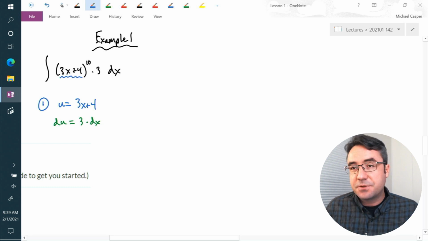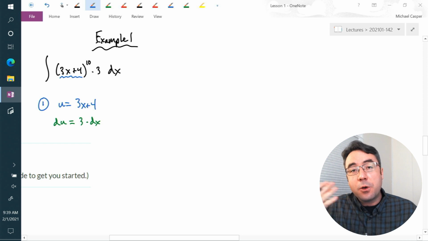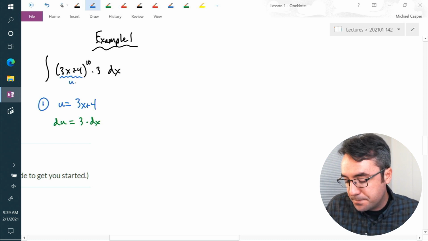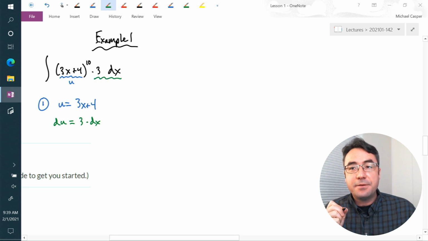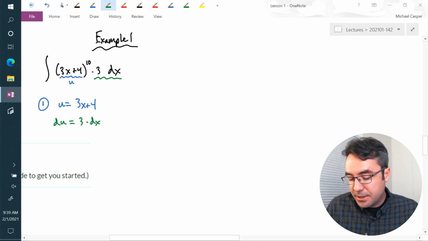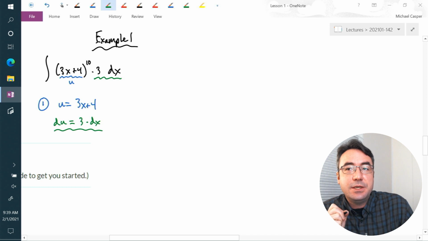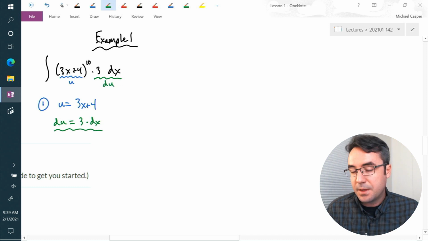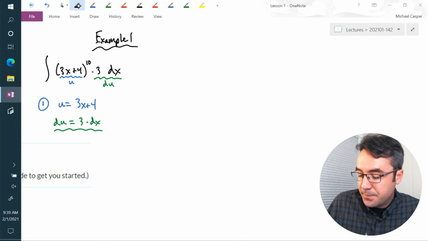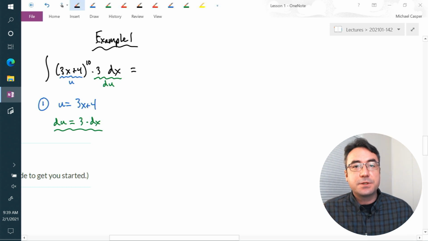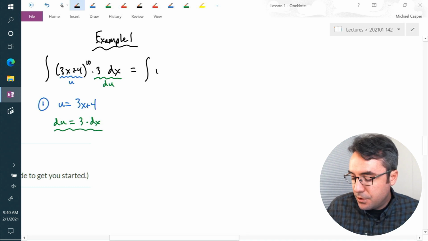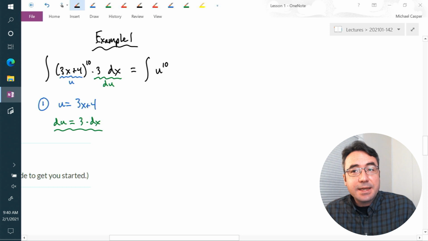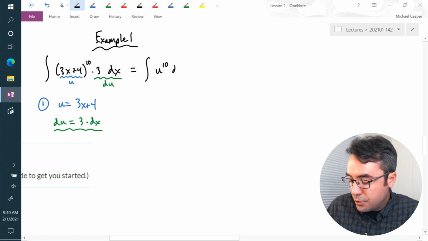Well, we have this 3x plus 4 inside the parentheses. We know that's going to become u. And then we have this 3 dx here at the end. If we look, we know exactly what 3 dx is going to become. It's going to become our differential du. So if we put those two pieces in, we're starting off with the integral of 3x plus 4 raised to the power 10 times 3 dx. And we're going to replace that 3x plus 4 with a u. So we're going to get the integral of u to the power 10. And then that 3 dx there is going to become our new differential du.